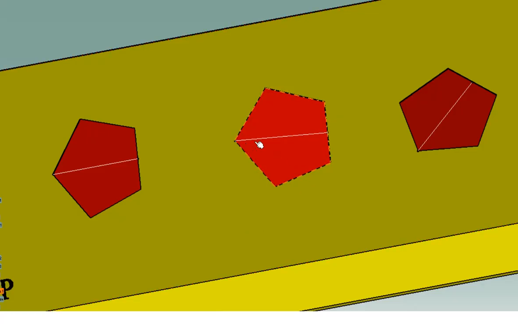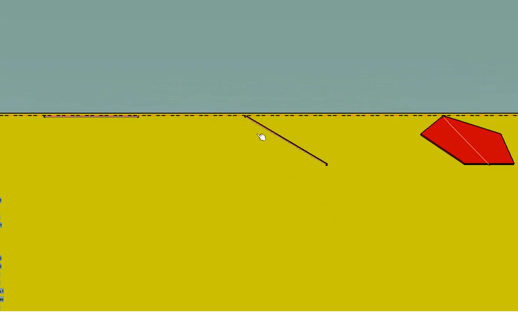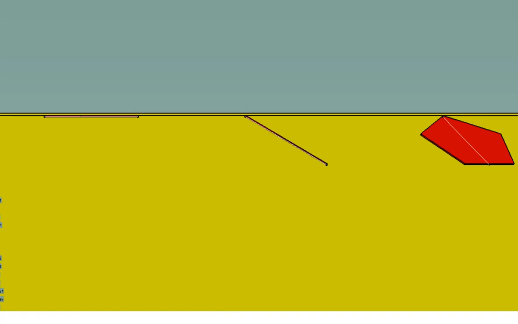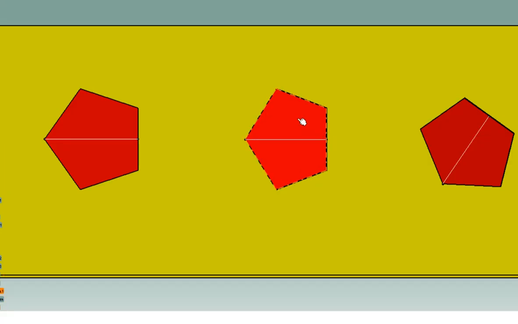This is the second step, where the perpendicular bisector of the pentagonal lamina has been inclined 30 degrees with respect to VP. Let's check how it is going to look in the top view. In top view it is going to be the line view, so we are going to draw it at 30 degrees. Then from here we are going to project it. In front view, this distance would be equal to 33.312. That is going to be its front view.